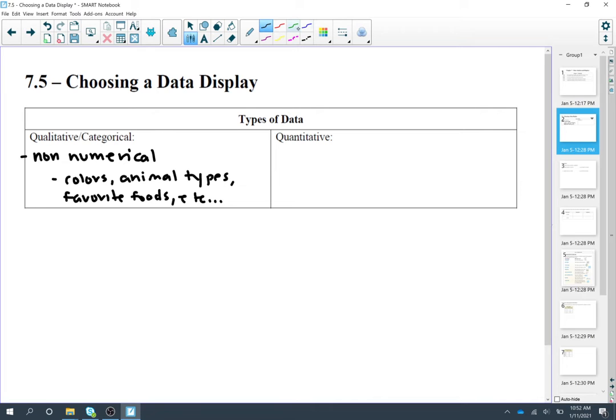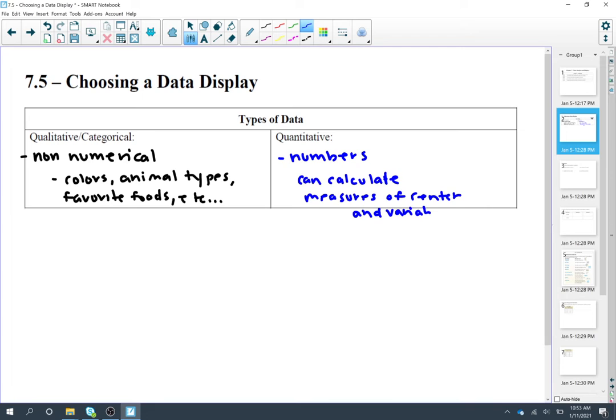Now, quantitative data are your numbers. When you're dealing with your numbers, you can calculate measures of center and variability. Okay, so if we have like the number of something, we can say, well, what's the mean? What's the median? What's the mode? What's the standard deviation, etc.